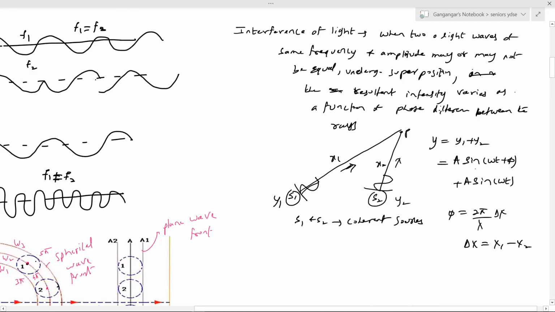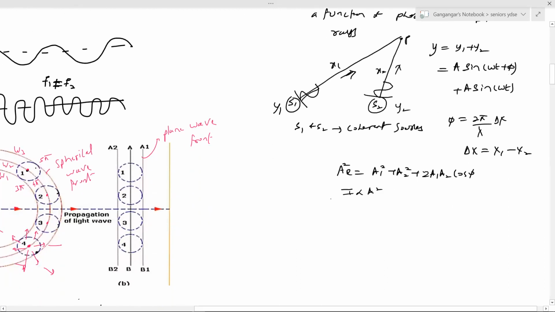So let me assume that wave 1 has a phase angle of phi at point P relative to wave 2. We know from the vector addition that the resultant amplitude is given by AR square equals A1 square plus A2 square plus 2A1A2 cos phi. What is phi? The phase angle between them. Then we know the intensity is directly proportional to the square of amplitude. With this, we get the resultant intensity IR equals I1 plus I2 plus 2 root I1 I2 cos phi. Since here A1 equals A2, we can write I1 equals I2 equals I naught. The intensity at that particular point depends upon the path difference of the waves there.